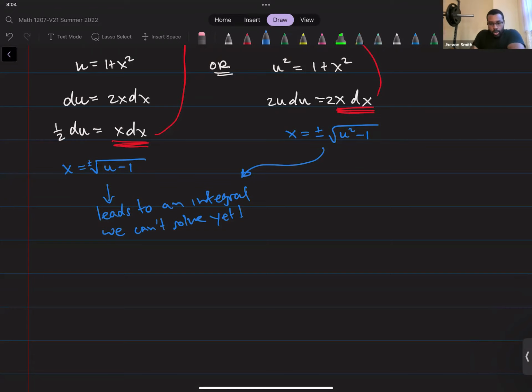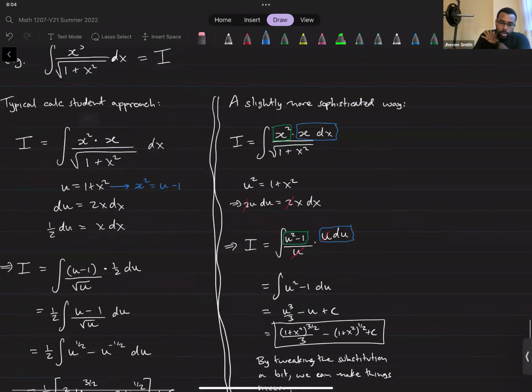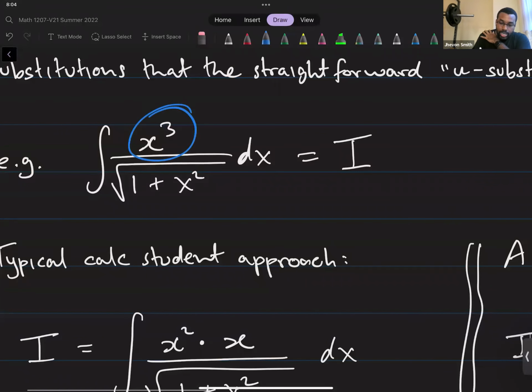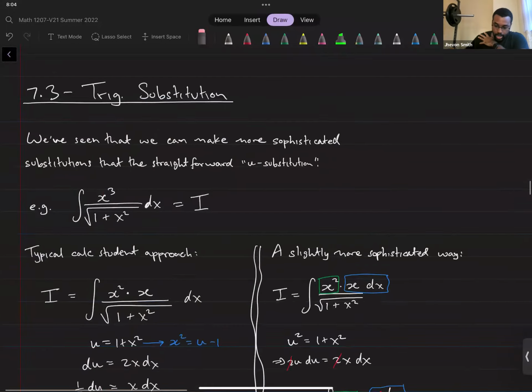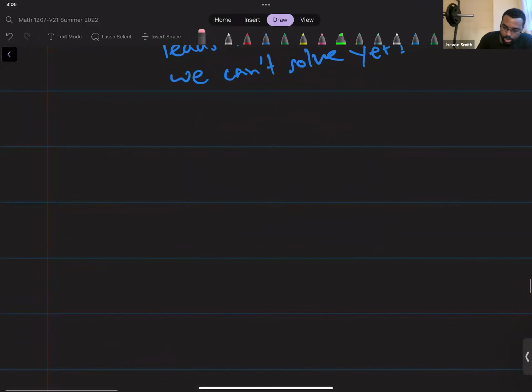So you're in a scenario where something that worked in a slightly different situation doesn't work now, because having an odd power was nice: once you factored off one of the x's to get your substitution to work, the even power made it nicer to swap things out. You don't have that scenario here. So your substitution, whether the typical case or the more sophisticated one, doesn't really help you out. But there's going to be a way, and you're going to see that we can make this work out a little bit nicer. So don't despair.